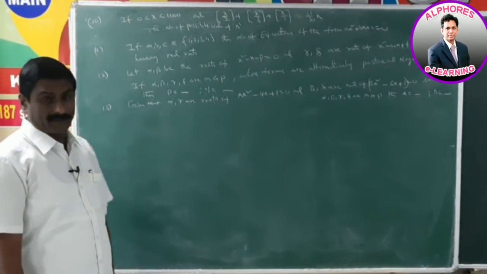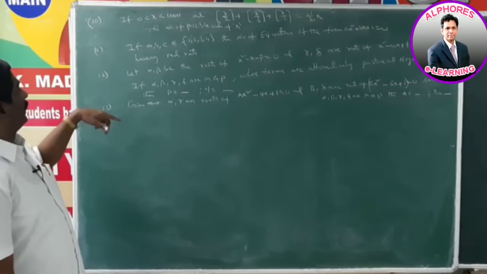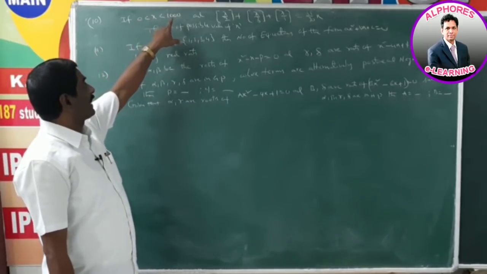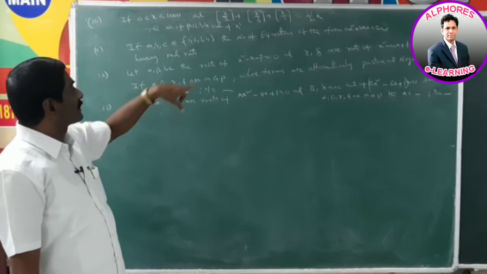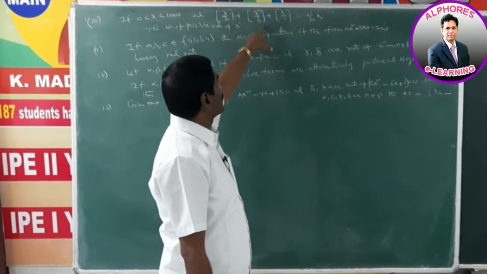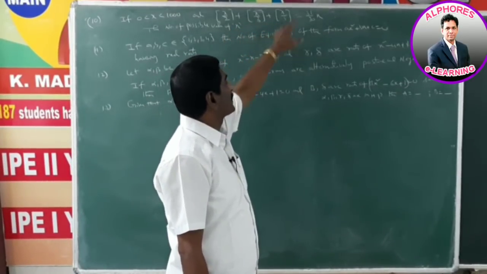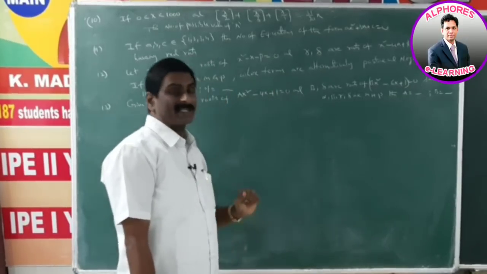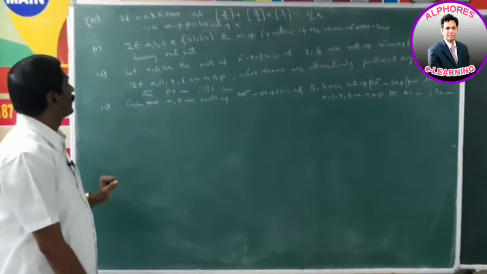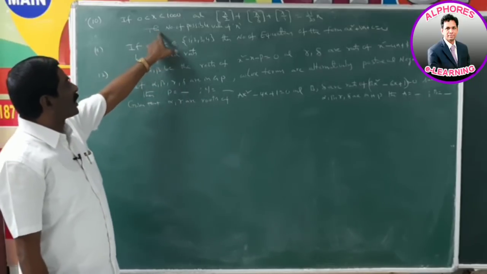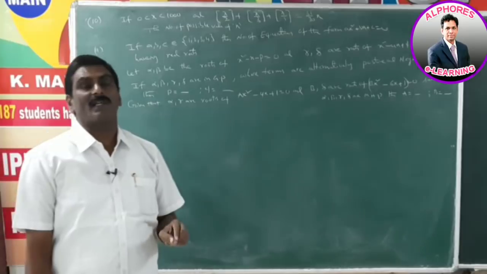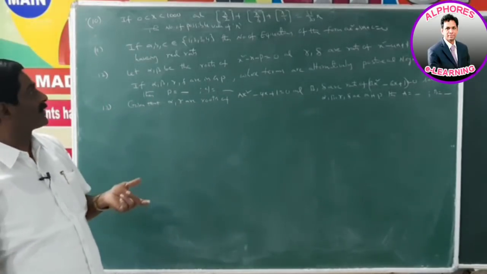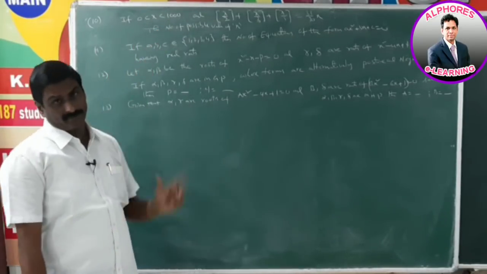Next, 10th question. If 0 < x < 1000 and [x/2] + [x/3] + [x/5] = (31/30)x, then find the number of possible values of x. That means find the number of solutions in the interval 0 to 1000.